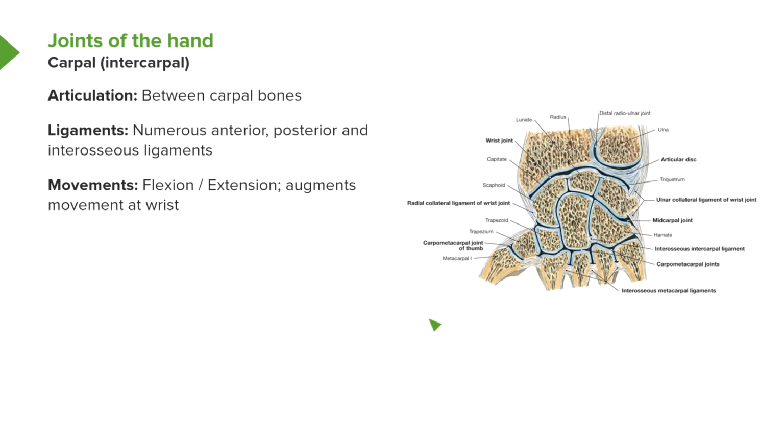So the articulation between these carpal bones, the intercarpal joints, well, there's numerous anterior and posterior ligaments. There's also interosseous ligaments that you can see connecting the various carpal bones together. And really, there's a lot of them, and they just are sitting in and around the carpal bones. So we have numerous anterior and posterior and interosseous ligaments. Movements that occur with the carpal bones, we have flexion and extension of them, and they also help to augment the movement of the wrist.